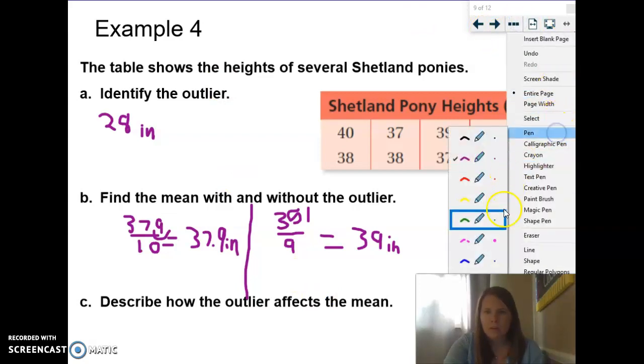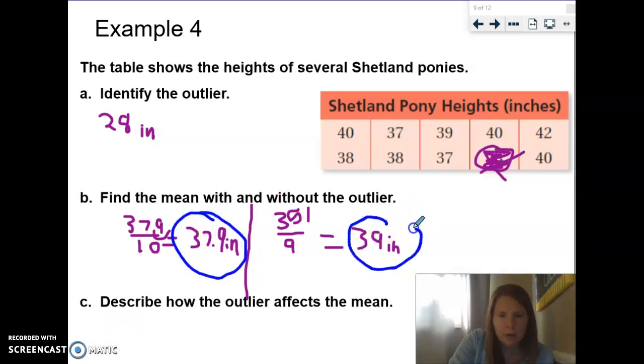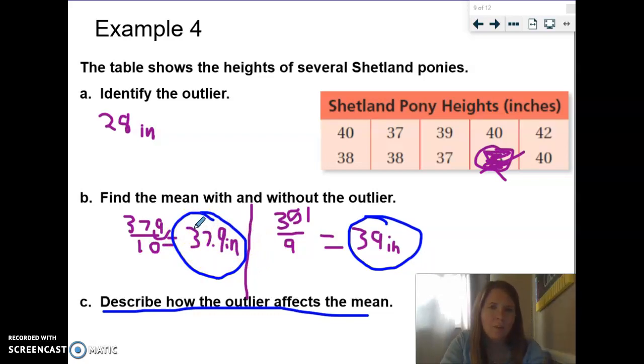So let's go to blue and feel blue now. So here is your mean with the outlier, and here's your mean without it. So really what you're going to do is you're going to describe how this number changed, okay? Why is this number so much lower, and why is this number so much higher, okay? Well, if you think about this, this number is also reflecting that little pony that, you know, maybe he's just too short, or maybe he's not full grown yet, and we're still including him in here.